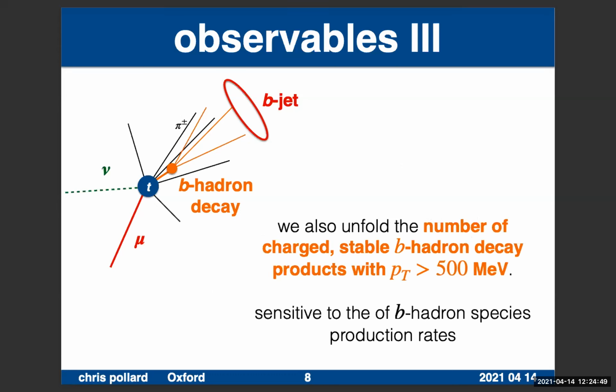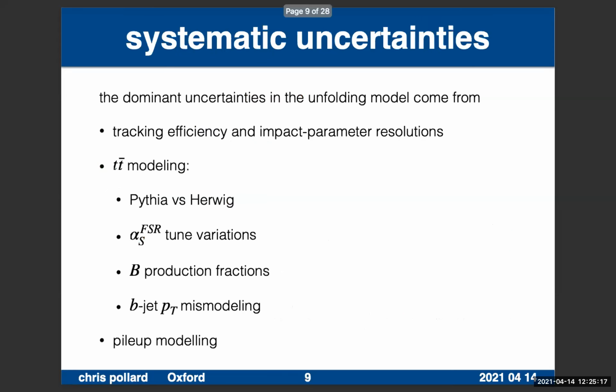Finally, something that we wanted to get a handle on more precisely at the LHC and in top decays is that we're unfolding the number of charged stable b-hadron decay products, again with that 500 MeV cut. The reason for that is we just want to make sure that our b-hadron species production fractions are really compatible, that our predictions are compatible with what we see in the data, because that hasn't been measured previously. Obviously the decay rates are very well known from other experiments, but the production fractions in top events, we don't know that well.